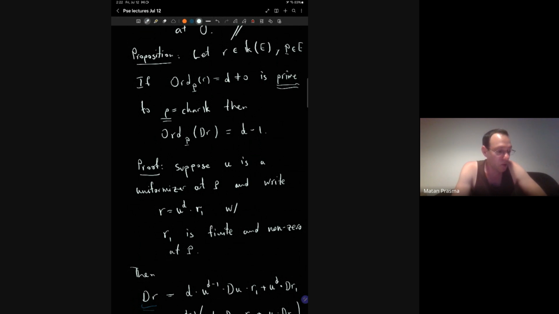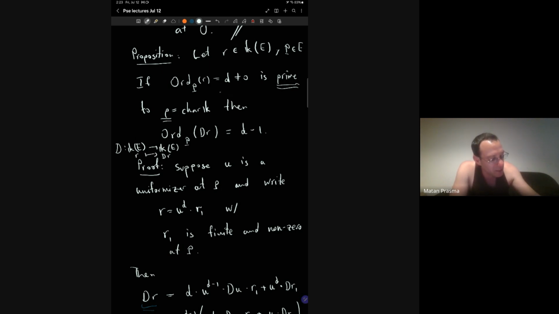Then the proposition claims that d of r. Remember, d eats a rational function, and it spits out another rational function. You plug in r and you get d of r. So d of r is a rational function. I can ask what is the order of this rational function at p. So is the statement okay? Yep. Thanks. Okay. So now we start the proof.